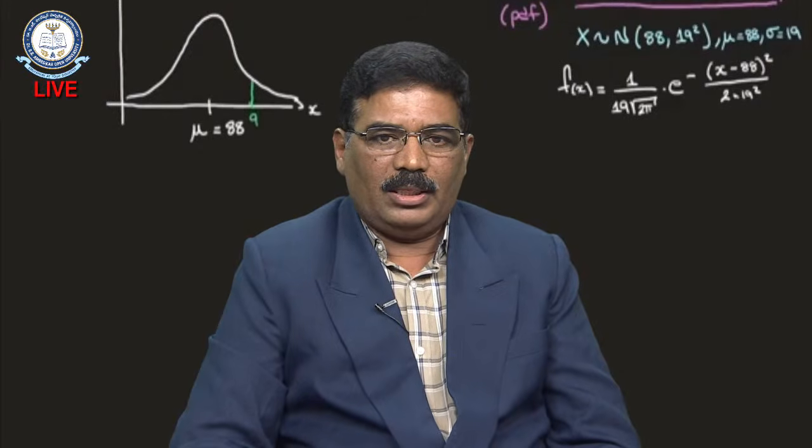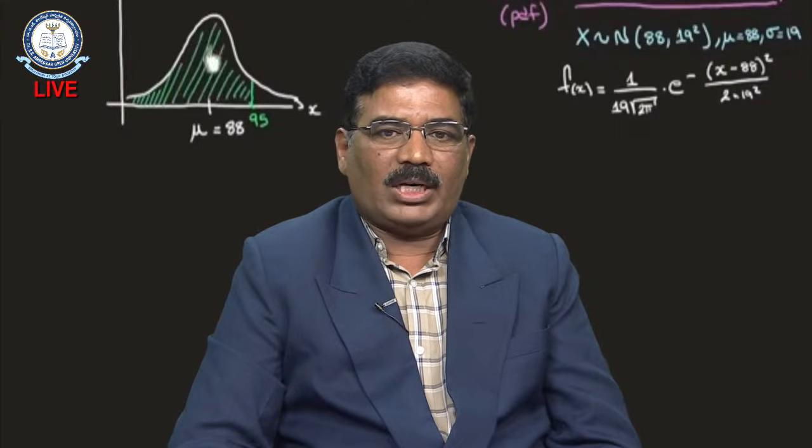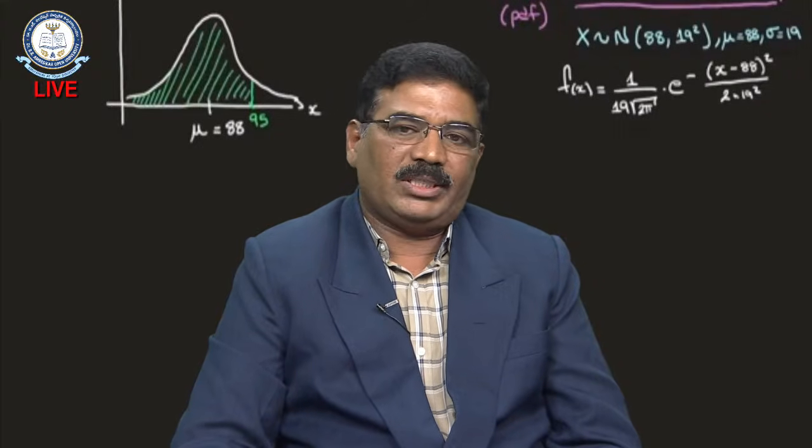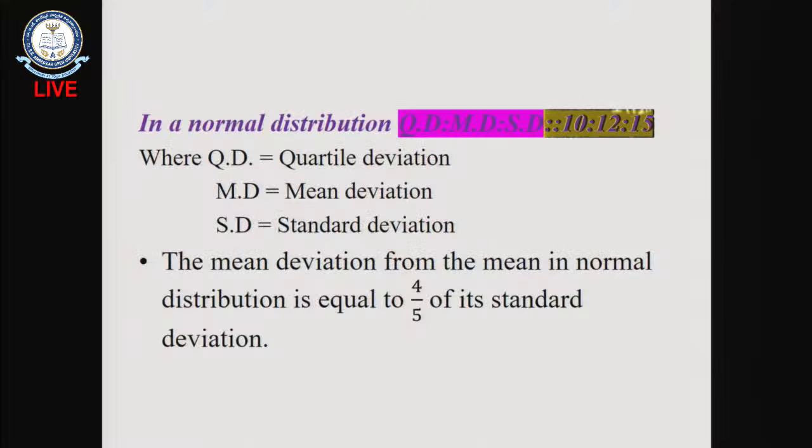In a normal distribution, we can also calculate the quartile deviation, mean deviation and standard deviation. This is a very important concept. We can define the ratio of these three components, quartile deviation, mean deviation and standard deviation, as 10:12:15. This is a very important concept in normal distribution.